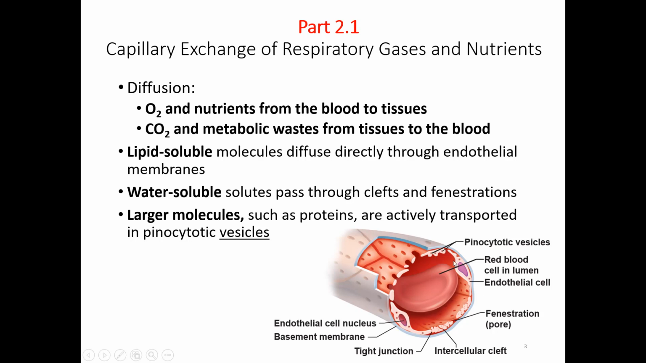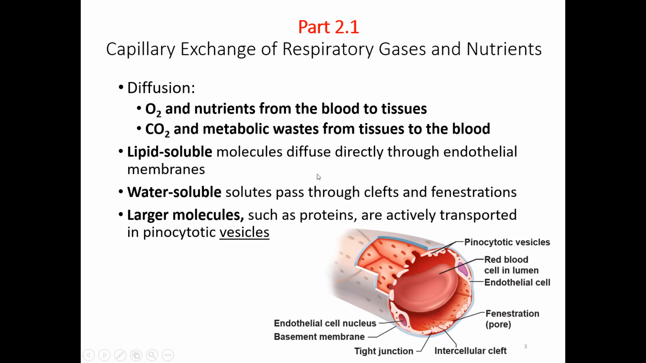What happens between those tiny blood capillaries that we have in all the tissues and the tissue cells surrounding them? They would be everywhere, those tissue cells. First of all, diffusion. Oxygen and nutrients go from the blood to the tissues. Carbon dioxide and all the metabolic wastes produced by the cells will be moving from the cells back to the blood.